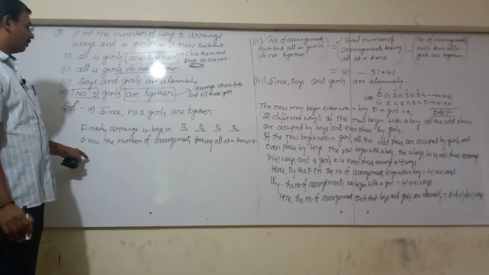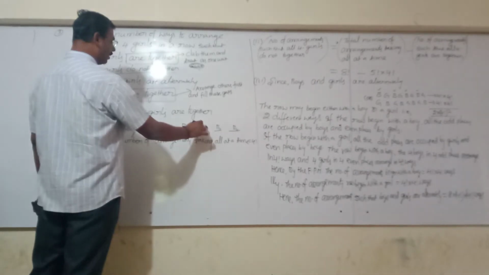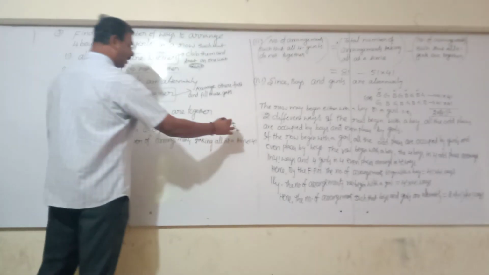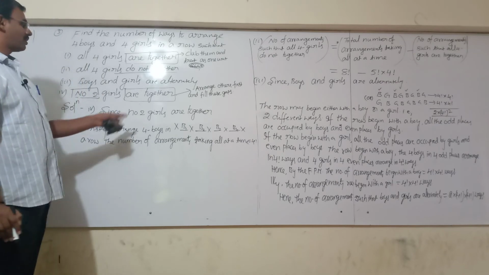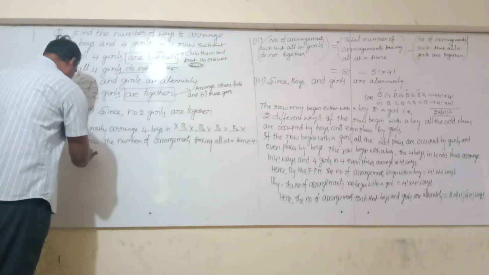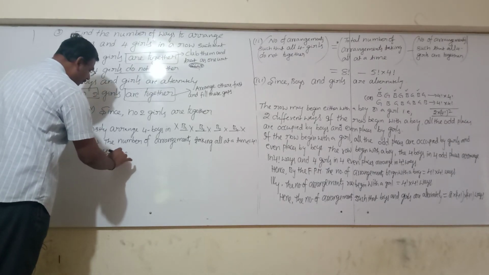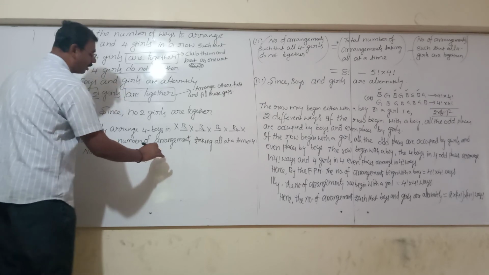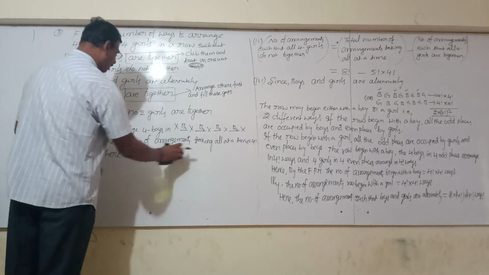Okay. Now, how many gaps are there? Gap 1, gap 2, gap 3. Only 3 gaps are there? No. This end is also a gap, and this end is also a gap. How many gaps are there? Now there are 5 gaps between them.